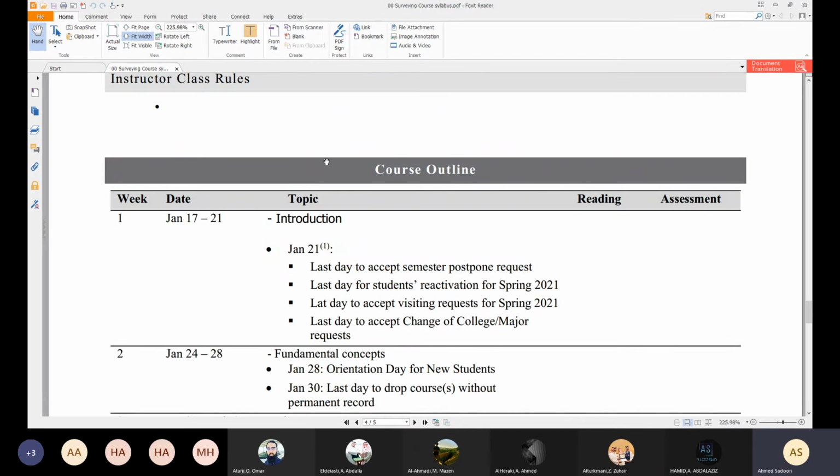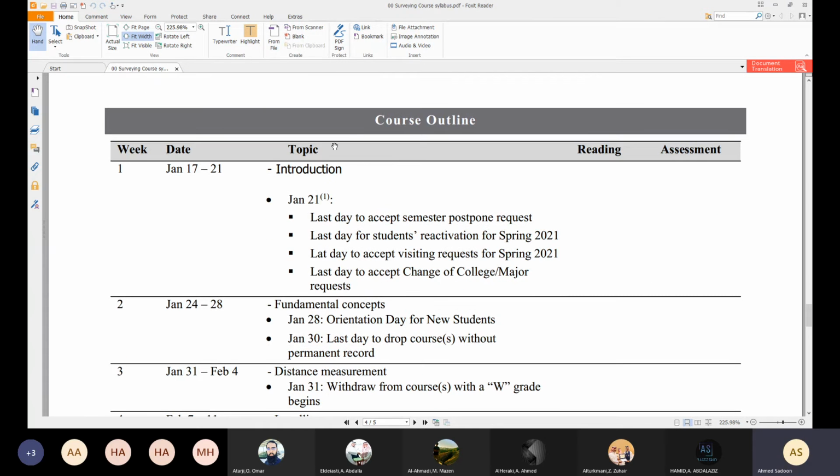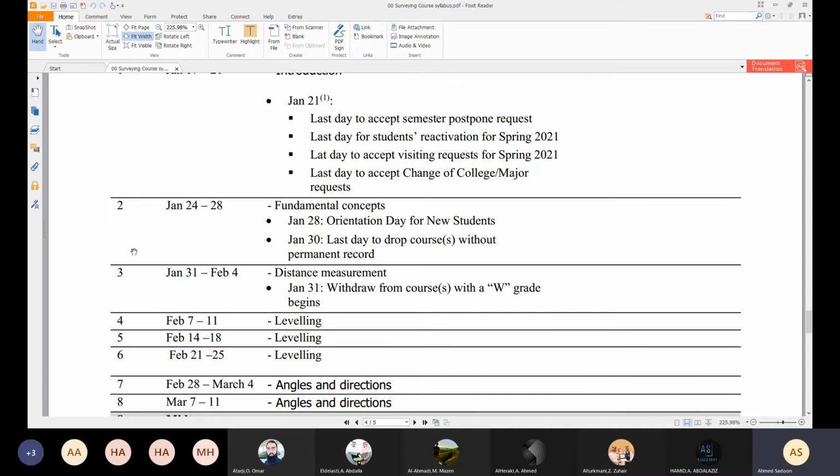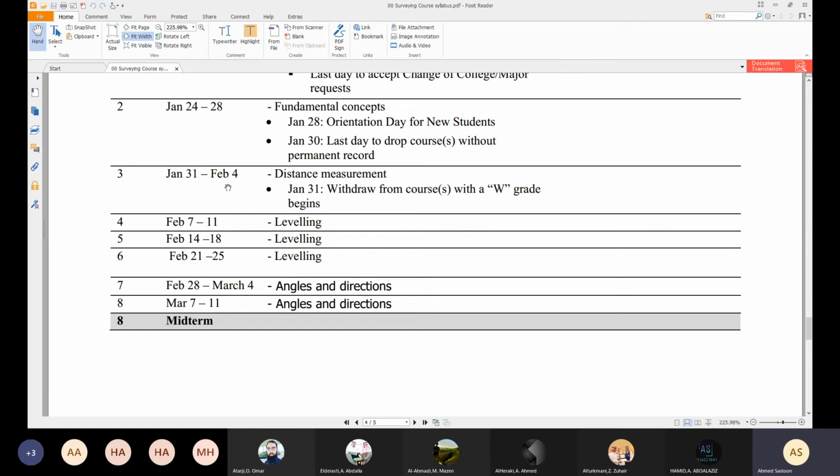So here we are going to go through the course outline. In the first week, we're going to have an introduction. I'm going to show you the course syllabus, and also we're going to have an introduction about surveying. In the second week, we're going to have fundamental concepts about surveying. In the third week, we're going to learn about distance measurement and the different types of tools and devices we use in surveying in order to measure distance.